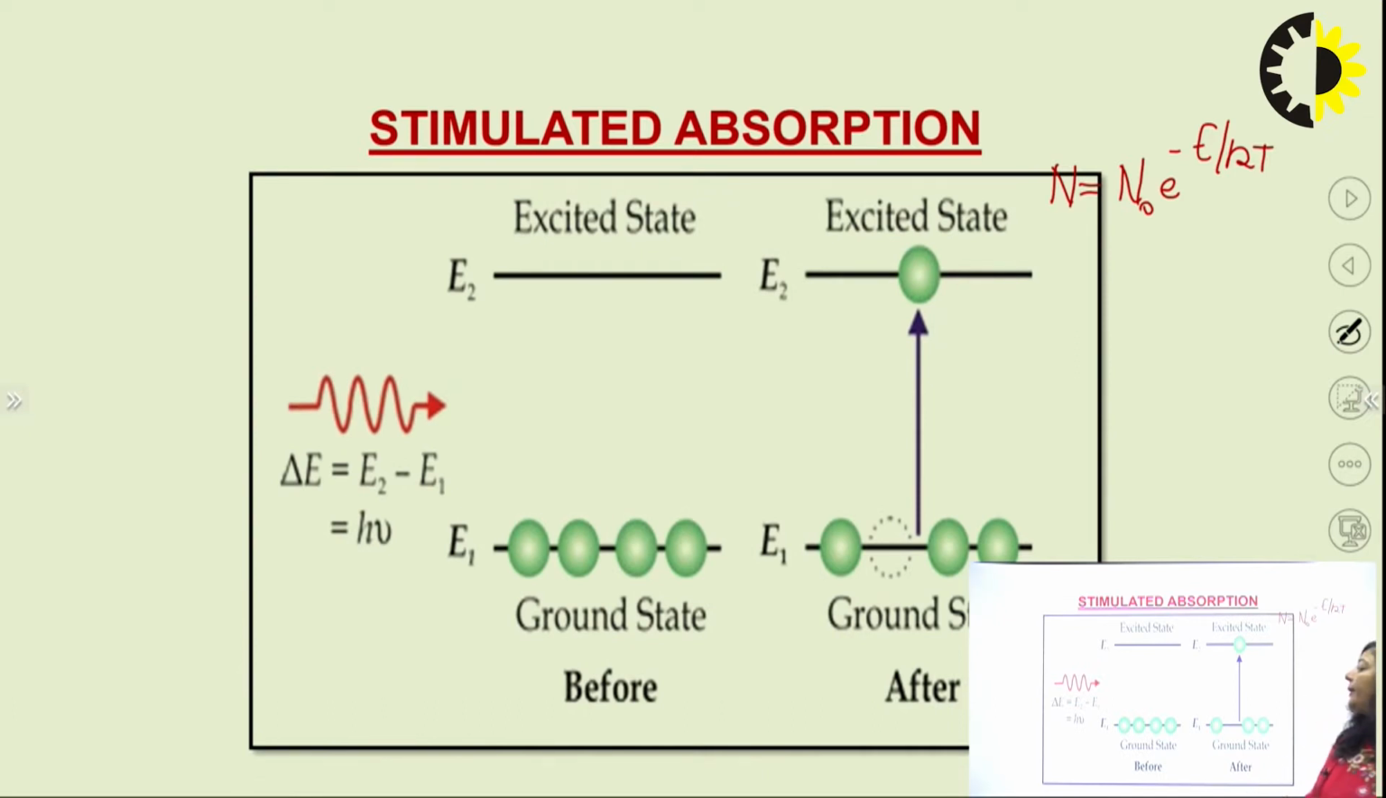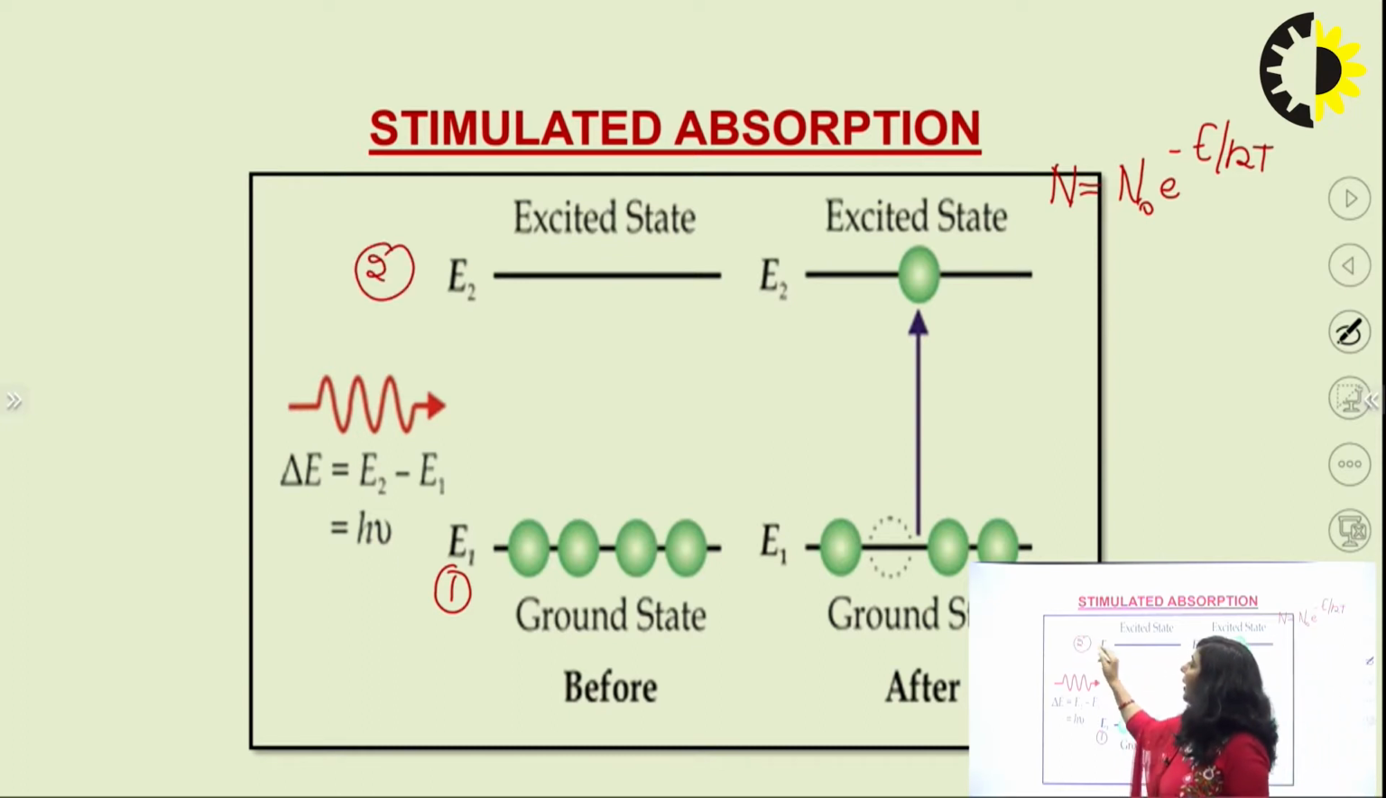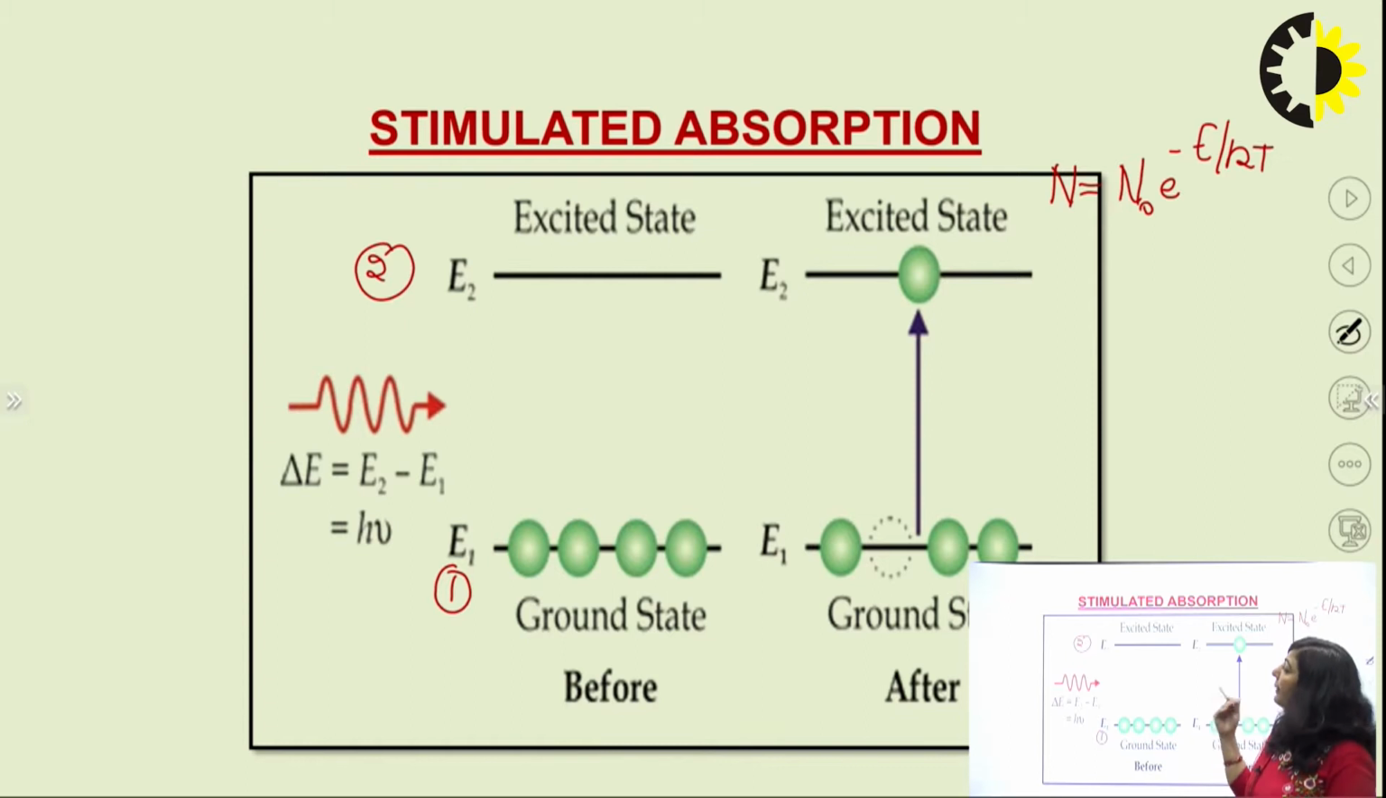As you can see here, 1 is representing the ground state, and that state number 1 has energy E1. 2 is representing the excited state, and let E2 be the energy of that particular state. These green circles which you can see here are representing the population of state 1, and lesser the energy, greater is the population.